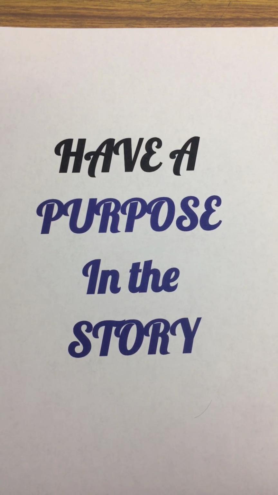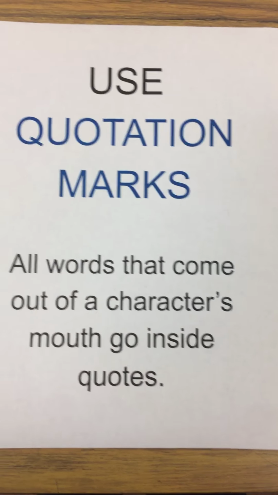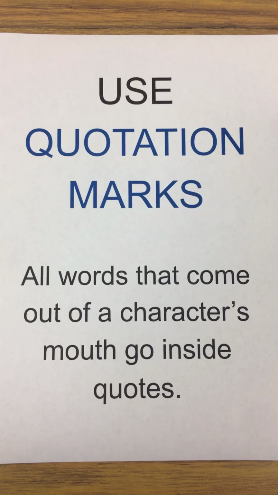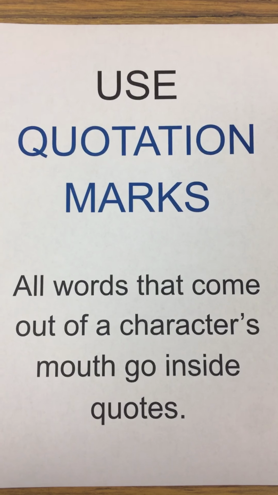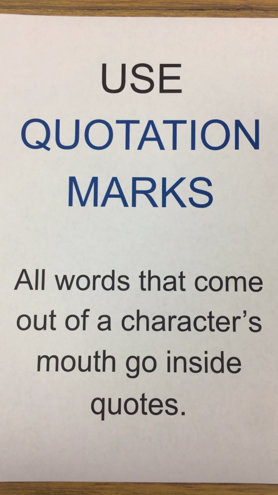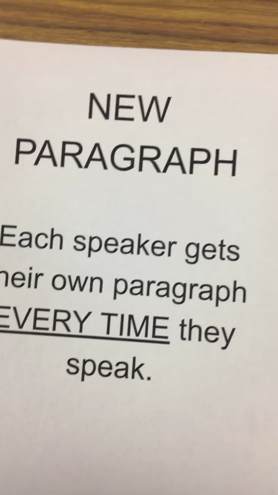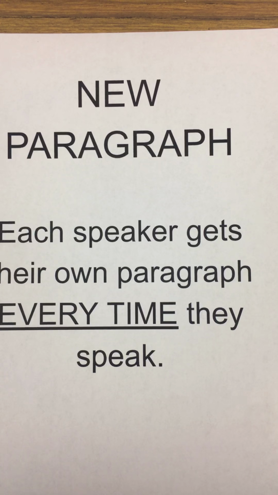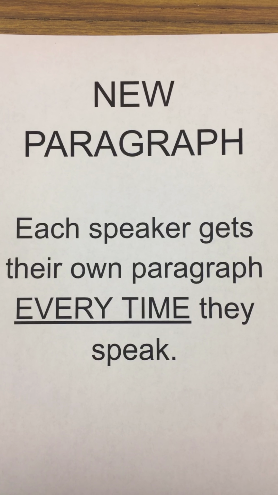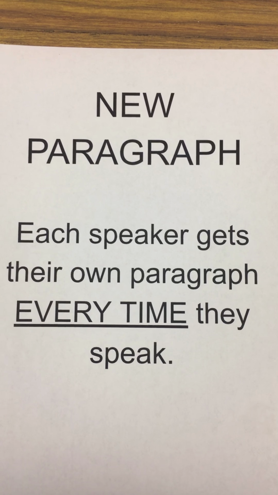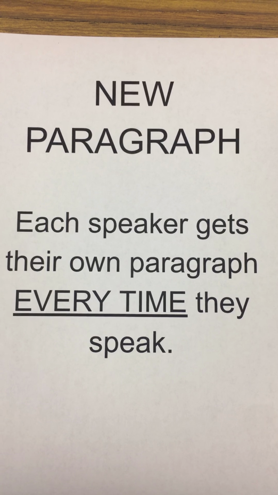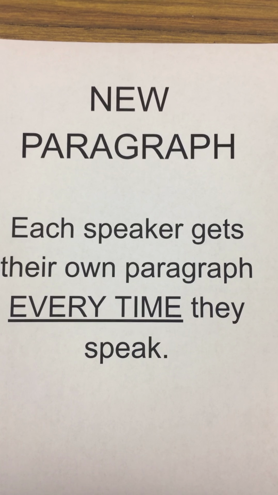Okay, let's do a quick review of the elements of dialogue. Make sure you're using quotation marks every time a character speaks. All of the words that come out of a character's mouth must go in quotation marks. Remember, every time a character speaks, they get their own paragraph. So if there's two characters talking back and forth, each line of dialogue gets its own paragraph.